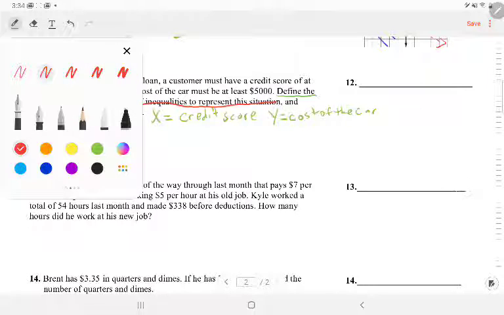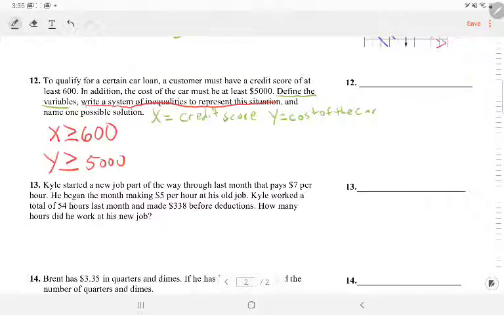Now finally, the question asked me to name one possible solution. Well, one possible solution could be a 700 credit score. That was terrible.